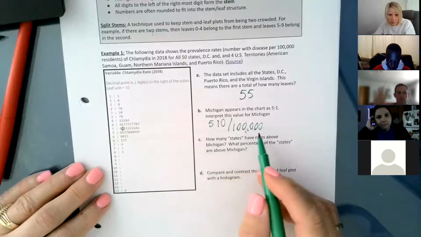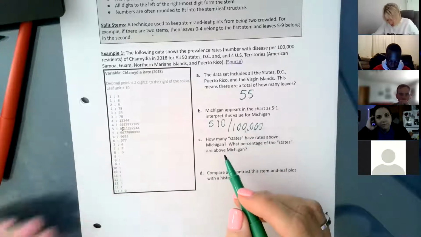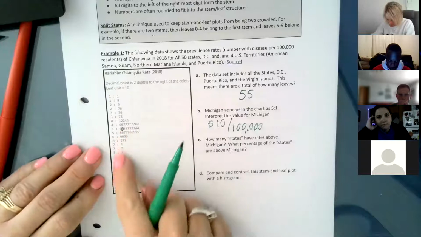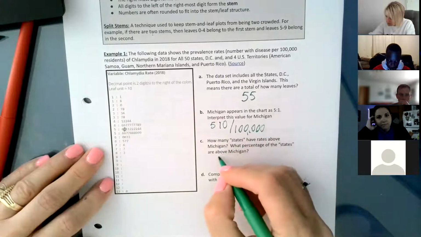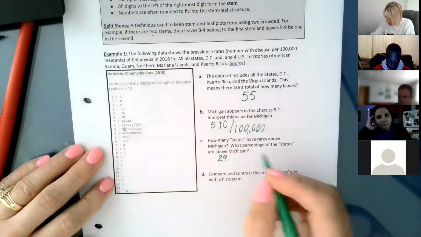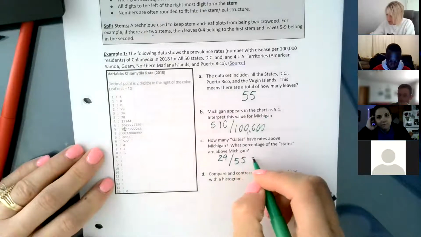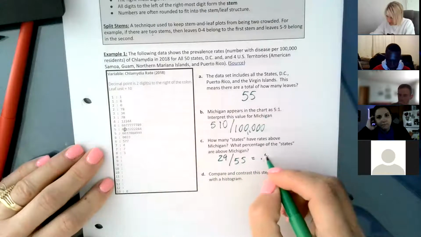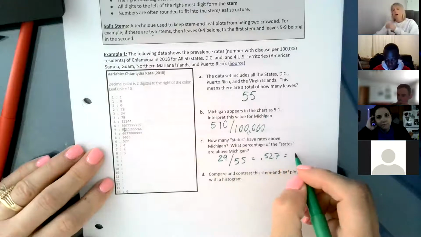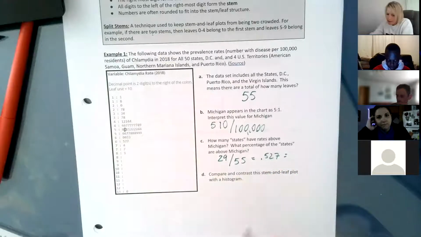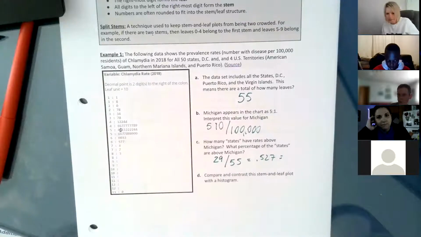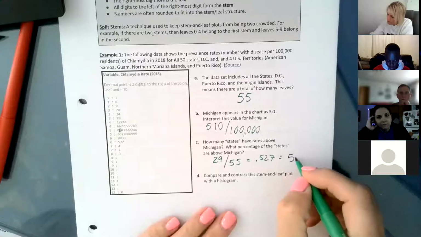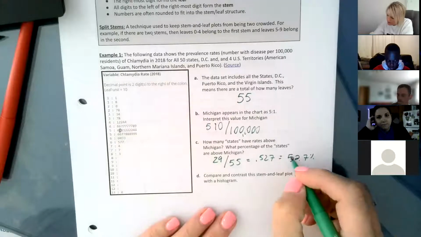How many states have rates above Michigan? If you count all of the ones that are above Michigan, there are 29 of them out of the 55. And that is 0.527, I believe. That's 0.527, so 52.7%.